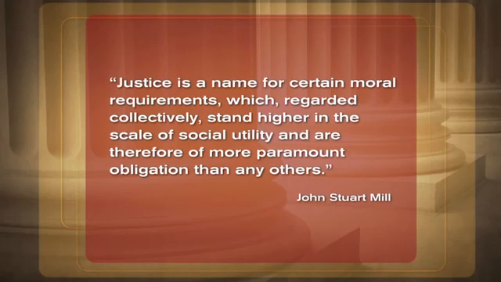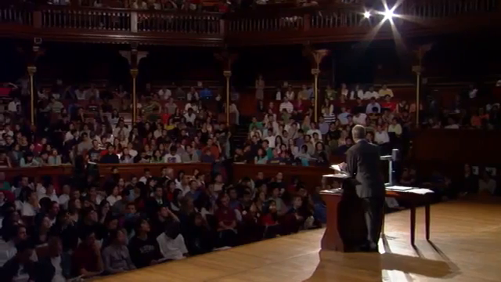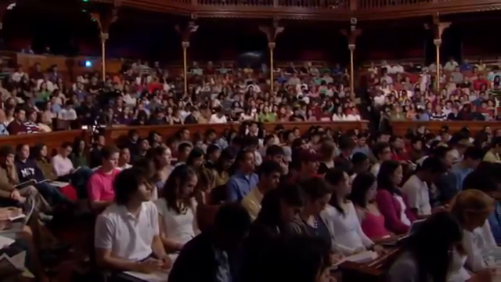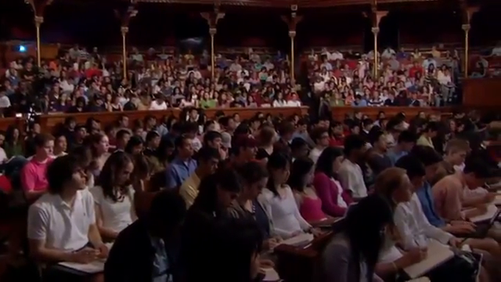"Justice is a name for certain moral requirements, which regarded collectively stand higher in the scale of social utility and are therefore of more paramount obligation than any others." So justice is sacred, it's prior, it's privileged, it isn't something that can easily be traded off against lesser things. But the reason is ultimately, Mill claims, a utilitarian reason once you consider the long-run interests of humankind, of all of us as progressive beings. If we do justice and if we respect rights, society as a whole will be better off in the long run. Well, is that convincing?